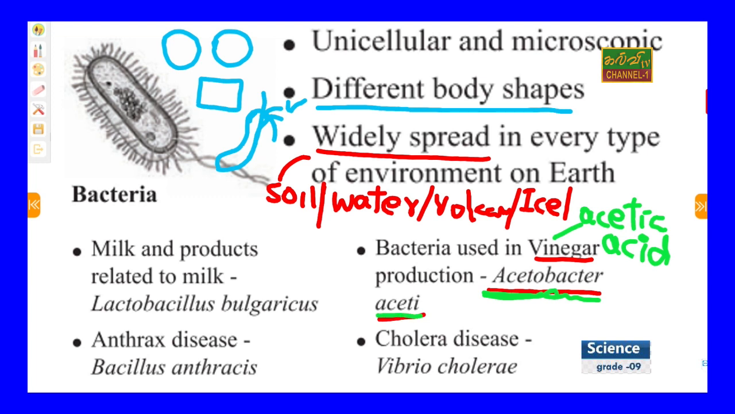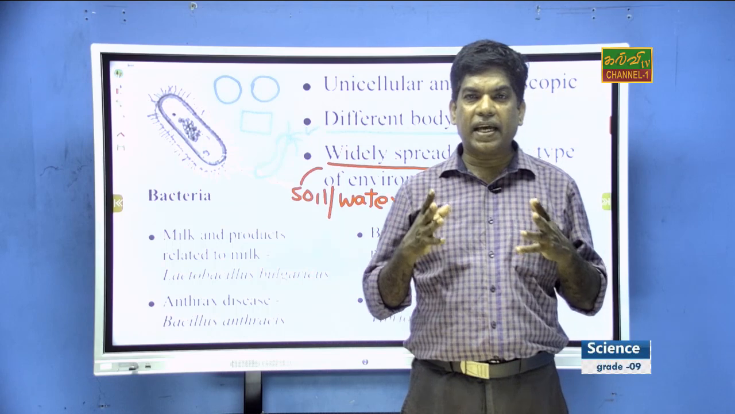You can find the name typed in italic letters, a little bit slanted. That indicates the specific name of the microorganism or living organism. So the bacteria used in vinegar production is Acetobacter aceti.